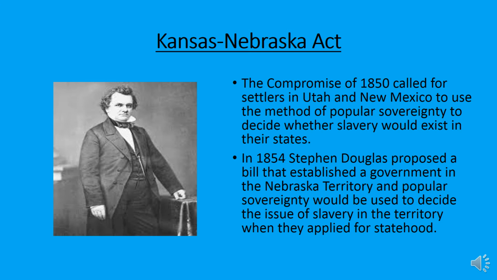So we know that you get a certain number of people in a territory, and then those folks would write a constitution and apply for statehood. And then after that, the state would vote on whether or not they wanted to be a slave state or a free state. Again, this method would be called the method of popular sovereignty.